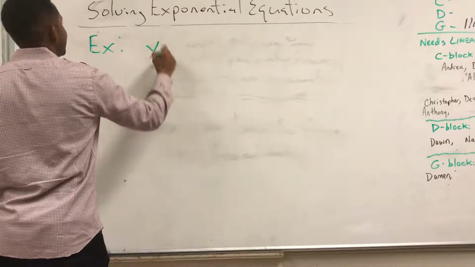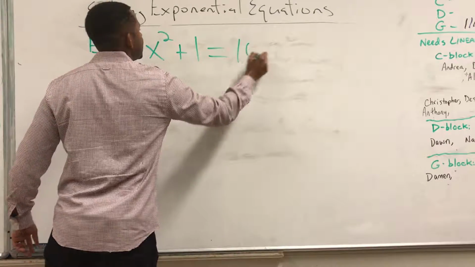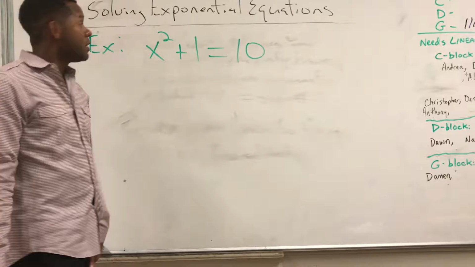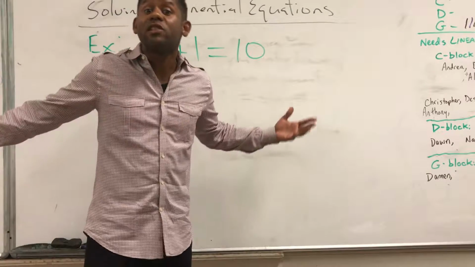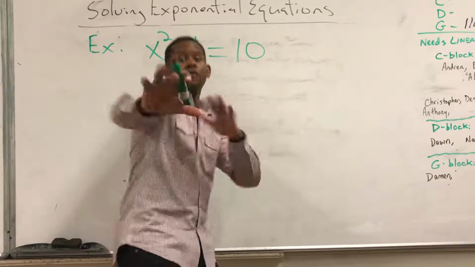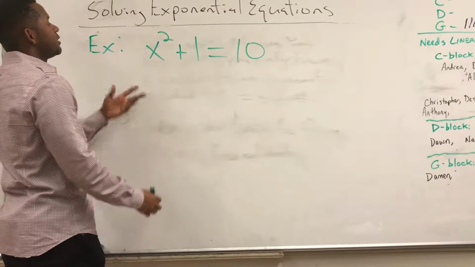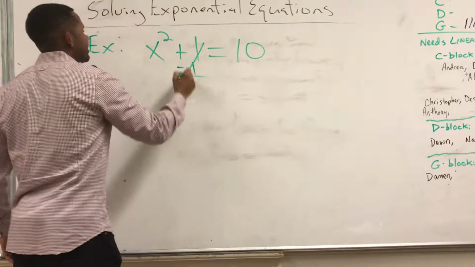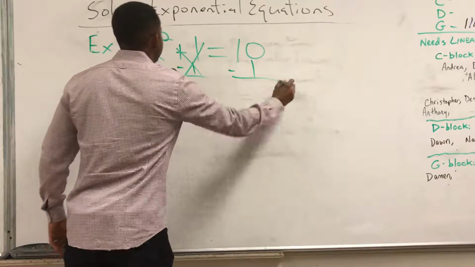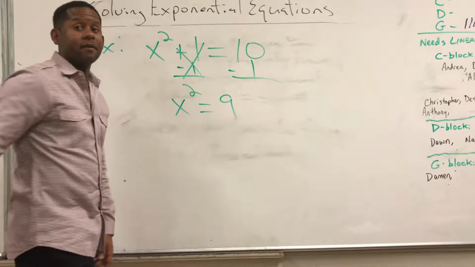Example 1 says x squared plus 1 equals 10. Like that first step says, let's use the stuff that we know. Just pretend like this is any other equation and solve it. First thing we would do is go minus 1, because this is how we solve equations. Minus 1. So I end up with x squared equals 9.